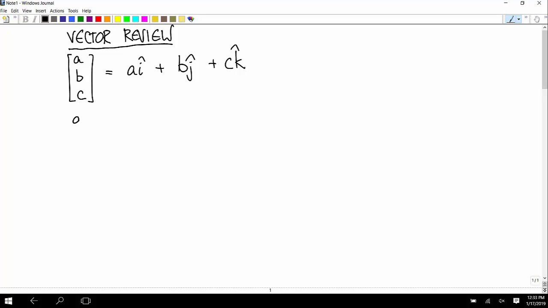In 2D, if I write A, B like this, that's the equivalent of AI plus BJ. And as far as doing cross products and stuff, you can think of that as the equivalent of A, B, 0, just like you can think of it as AI plus BJ plus 0K.